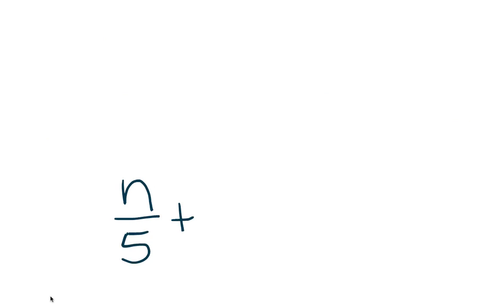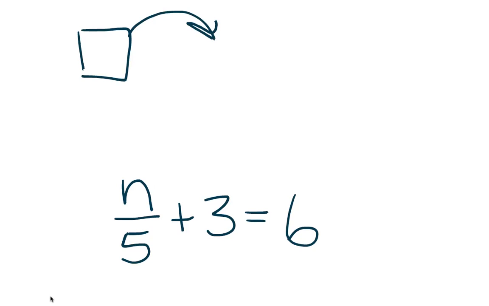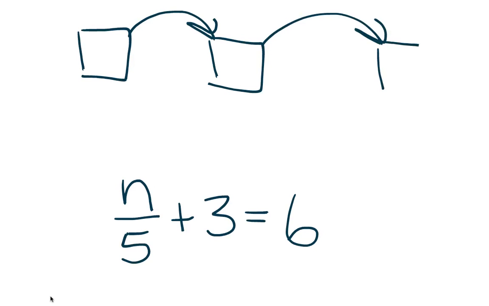So there was a number, it was divided by 5, and then 3 was added to it. It became 6. So let's backtrack that. There was a number, it was divided by 5, 3 was added to it, it became 6. And then we work our way backwards to the answer.